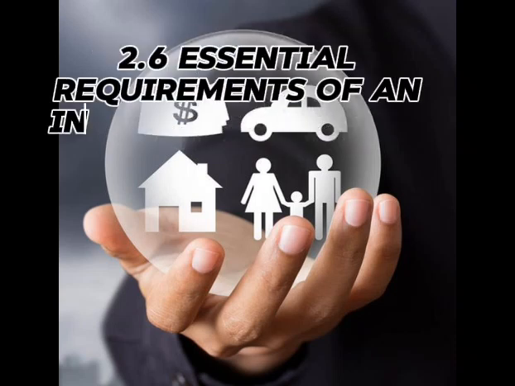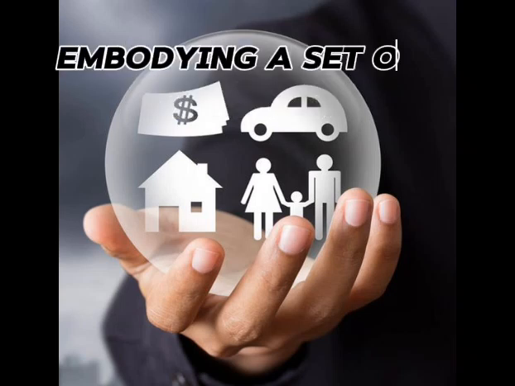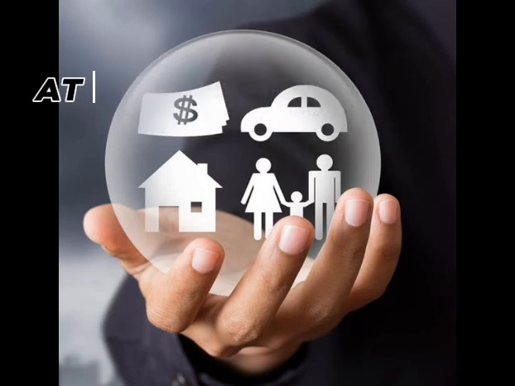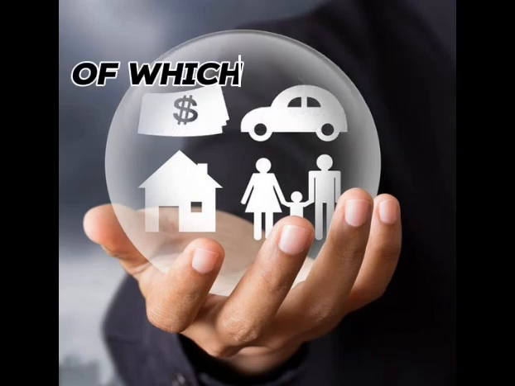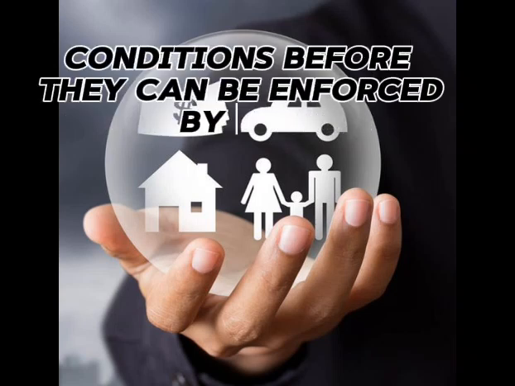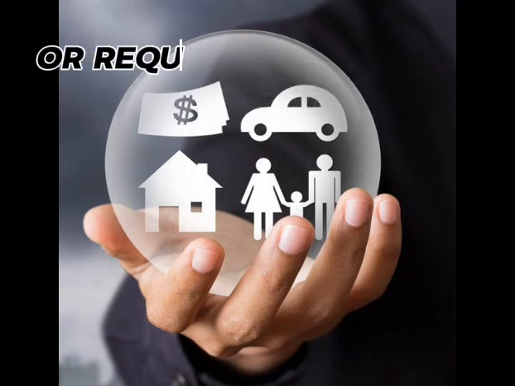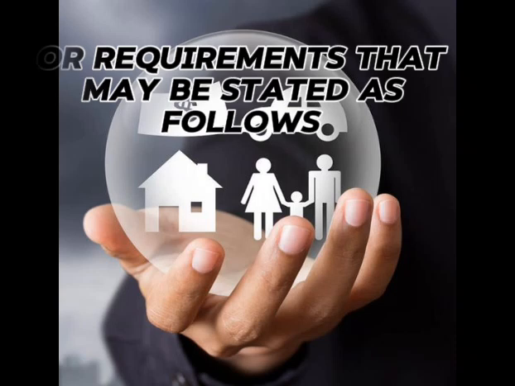2.6. Essential requirements of an insurance contract. A contract is an agreement embodying a set of promises that are enforceable at law, or for breach of which the law provides a remedy. These promises must have been made under certain conditions before they can be enforced by law. In general, there are 4 such conditions, or requirements, that may be stated as follows.